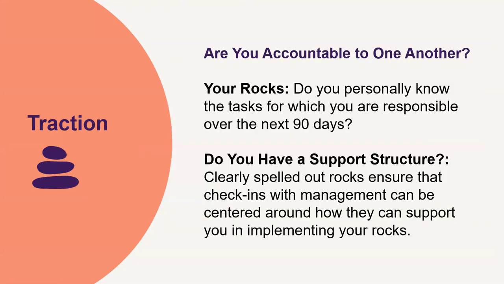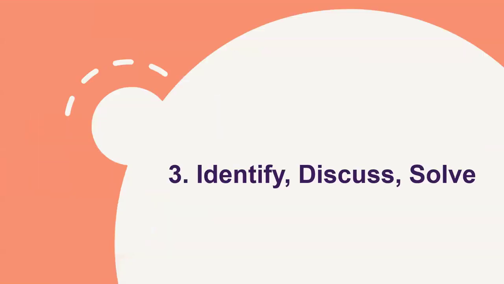Then lastly, are you accountable to one another? Do you have a universal system across all departments where you know your tasks, or your rocks, that you're working on over the next 90 days? And do you have a psychologically safe space and structure to review and engage in those accountability check-ins with management? And that should really not be centered around scolding or punishing individuals who aren't on track with their goals, but rather it's to communicate early and frequently if you need resources, tools, or assistance to implement your goals.